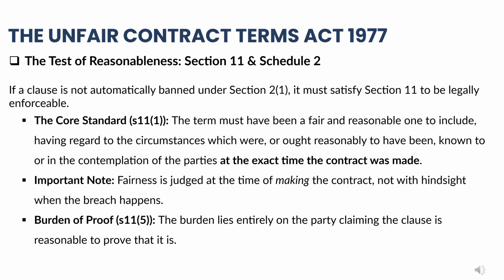This brings us to a critical, important note that you should always highlight to examiners. Fairness is judged purely at the time of making the contract. The courts are legally forbidden from using hindsight. It does not matter how catastrophic or unfair the breach seems when it actually happens down the line. The judge must mentally travel back to the day the contract was signed and evaluate what parties knew then.